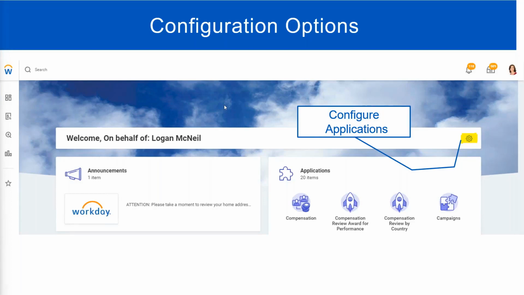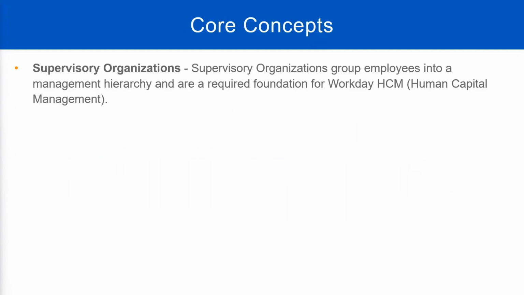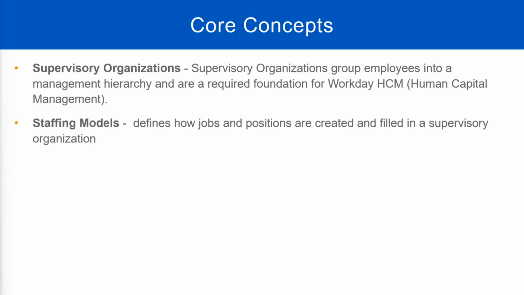This was the basics of navigation, and then we also talked a little bit about the 6 core concepts that we have in Workday HCM. We started with supervisory organizations, which is somewhat that we group the employees into a management hierarchy, who reports to whom kind of structure. And this is a required foundation for Workday HCM, this is the core. This is the base on which Workday HCM is built. Supervisory organizations, we will talk about that in detail in tomorrow's session.